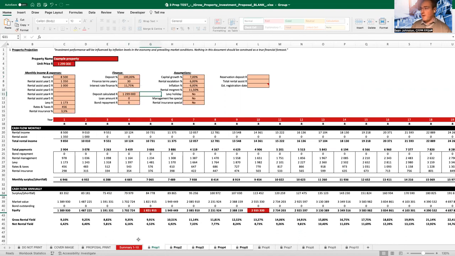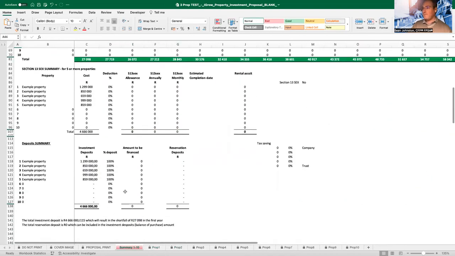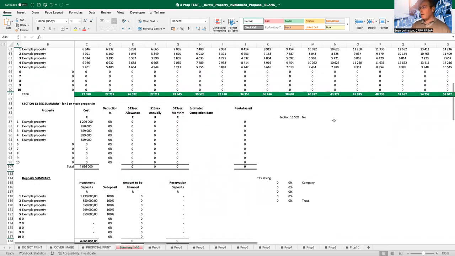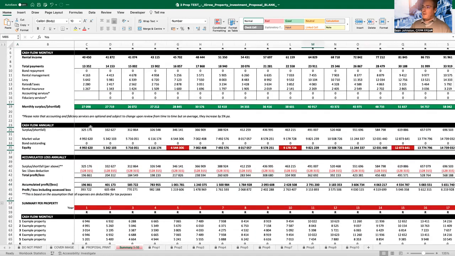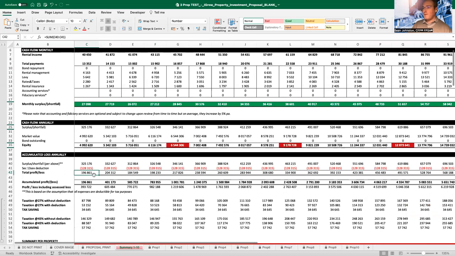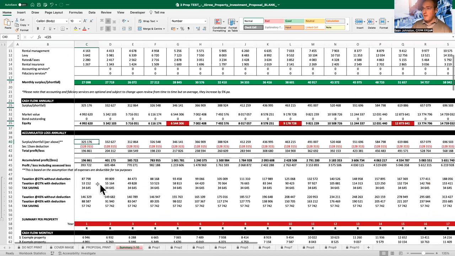Now, to illustrate Section 13, the maximum deduction, I'm going to make this 100% now. Let's say this client wants to buy these properties cash. So there's no finance, total cash, no amount that's been financed. I'm going to turn on Section 13 again. And you can see now 27,098 Rand is the monthly surplus, annualized 325,176, and you apply the Section 13. This particular person is bringing down their profit before tax to 196,861 from 325,176.